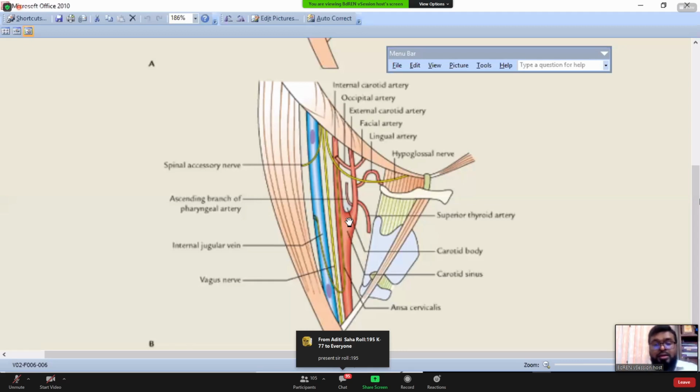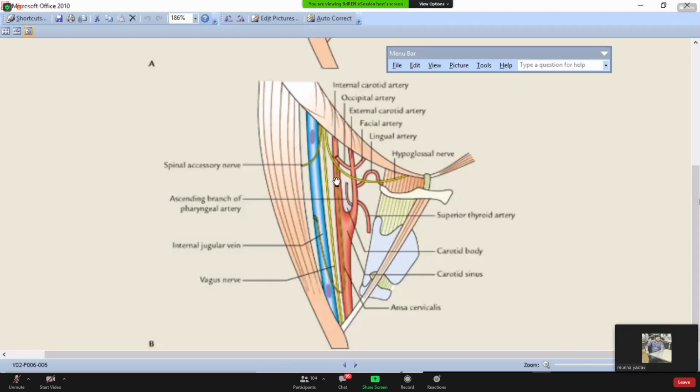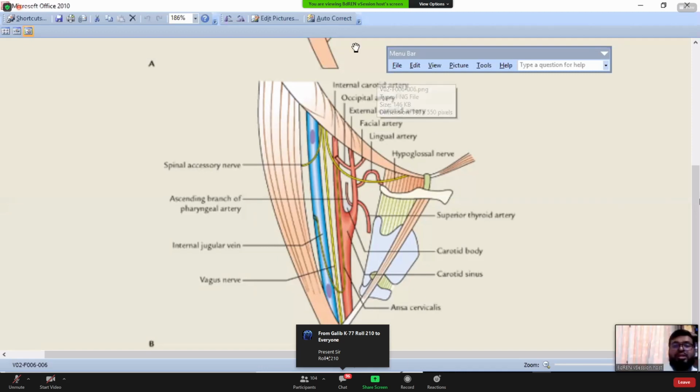Okay. So before going to that, we must finish up the structures. Rest of the structures.